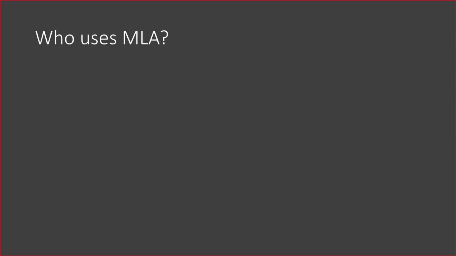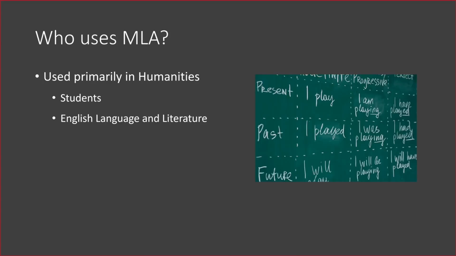Another question you might have is, who uses MLA? Why do I need MLA? Maybe I need to use a different type of citation method or a different writing style. And that could be true. MLA is primarily used in the humanities. So this is used primarily, again, by students, though it's also used by researchers and people of that nature. But it's primarily used in the English language and literature sections of academia. It's also used in foreign language, and it's also used in cultural studies. But for the most part, when you see MLA, you can associate that with student writing.